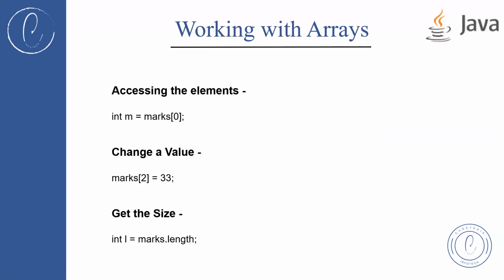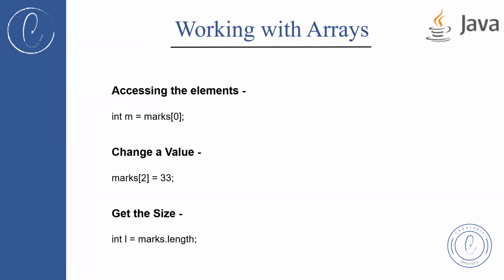So how do we work with arrays? First, we can access the elements of arrays. We can access the elements by specifying the index of the value we want. So here I have specified 0, so I will get the value of the element present at the 0th index in my array. The indexing in an array starts by default with 0.